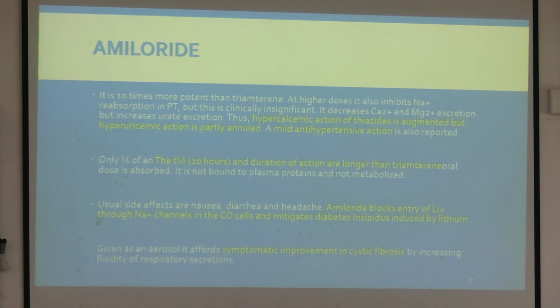Coming to amiloride, it is 10 times more potent than triamterene. At higher doses, it also inhibits sodium reabsorption in the proximal tubule. It decreases calcium and magnesium excretion but increases urate excretion.